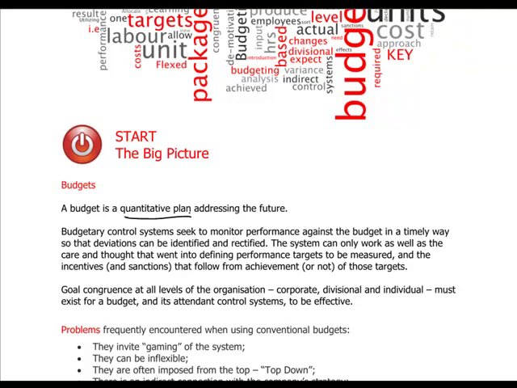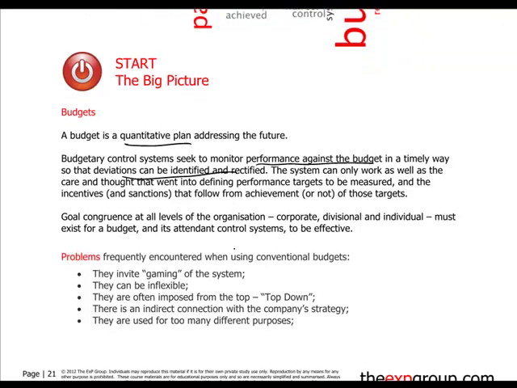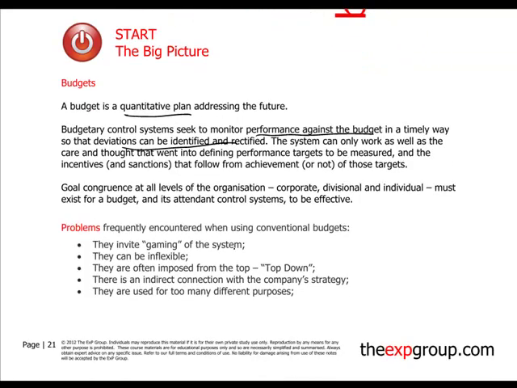You know that budgetary control seeks to monitor performance against the budget in a timely way so that deviations can be identified and rectified. It can only work if proper effort is invested into the targets, the measurement, and the follow-up of these figures. However, goal congruence at all levels of the organization must exist for a budget, so we must make sure that everyone in the company is seeking the same goals.